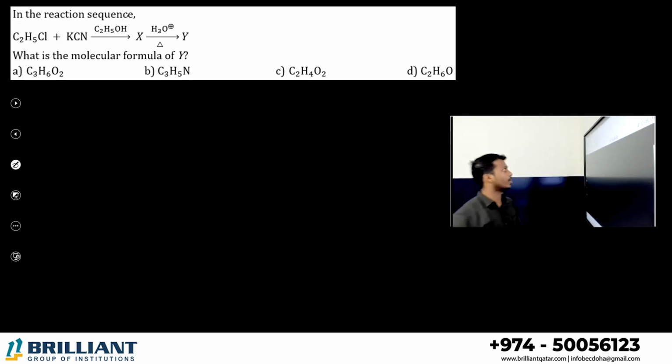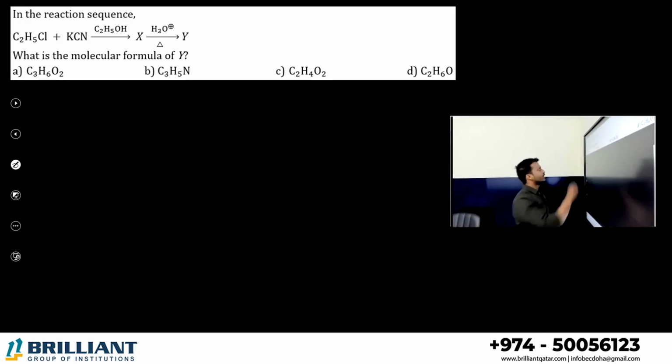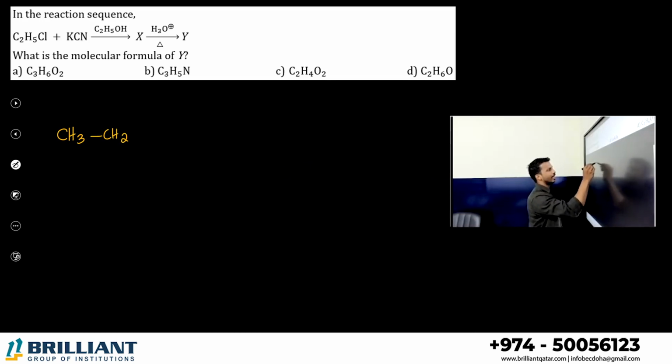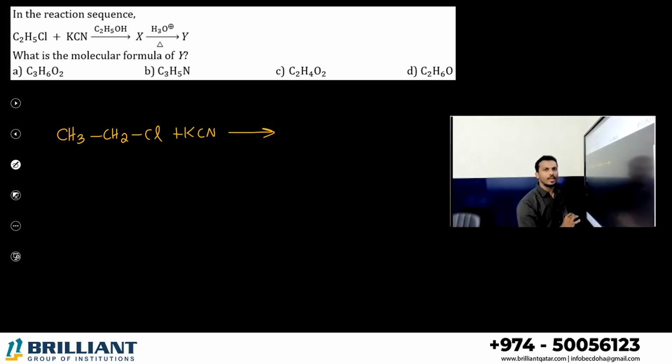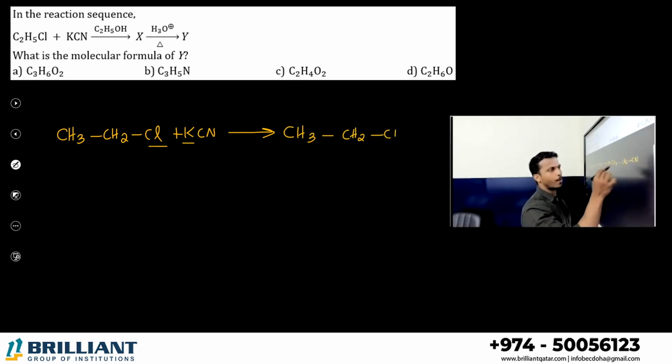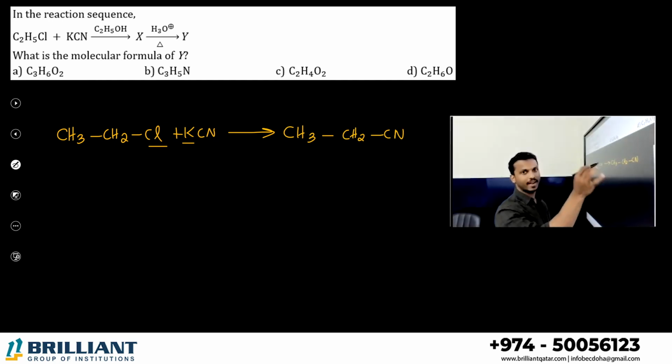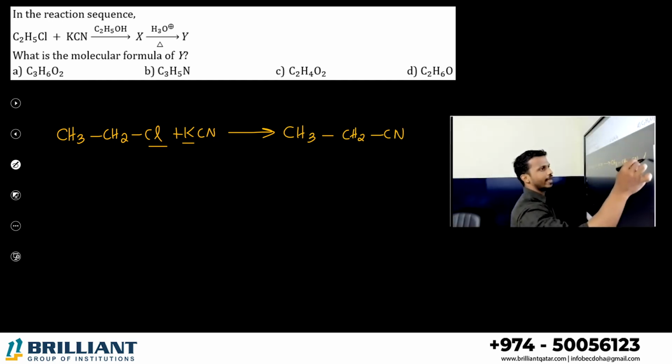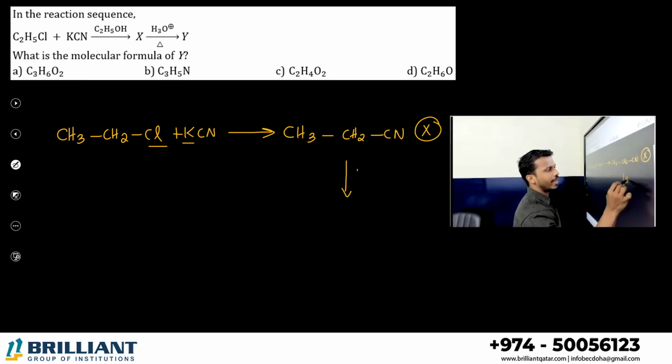Okay. Now complete the reaction. The starting material is given, CH3, CH2, Cl, treated with KCN. When a haloalkane is treated with KCN, what will you get? Cyanide. KCN eliminated, you will get CH3, CH2, CN, propane nitrile or propane cyanide. This is your compound X. When it is treated with H3O plus on heating, what will happen?